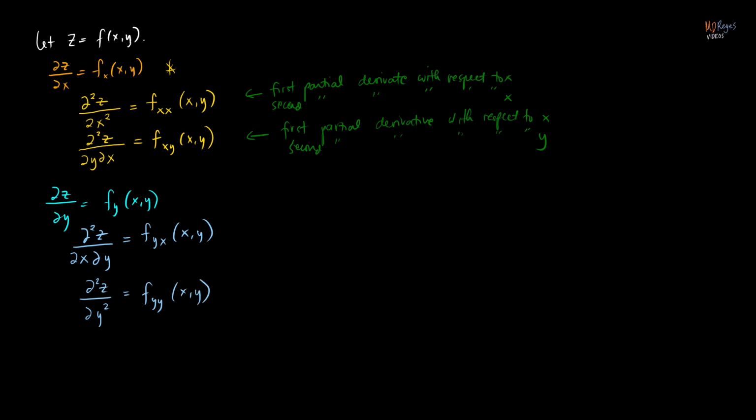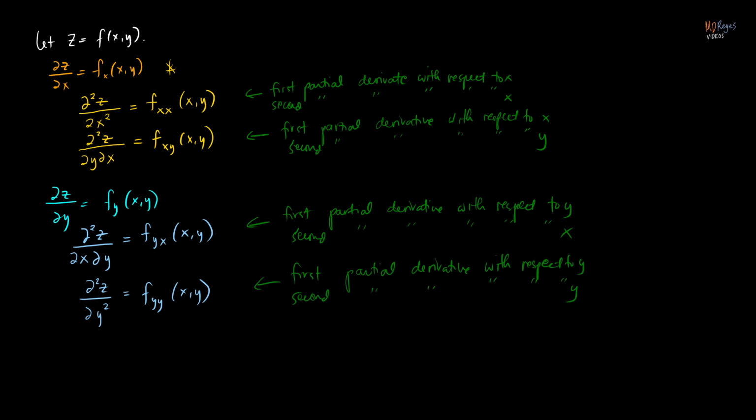Take note that in this equation, the first partial derivative was done with respect to y and the second partial derivative was done with respect to x. Let me just write that down. First partial derivative with respect to y, second partial derivative with respect to x. Now for the other one, the first partial derivative was done with respect to y and the second partial derivative was done with respect to y also.